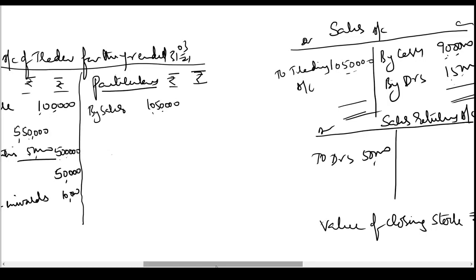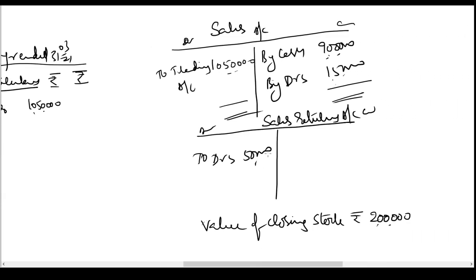I am left with one more account in my ledger, sales returns account. Again, it is a nominal account. It is an expense for us. We have got some goods returned by the customers. We have sold the goods. Customers do not like the goods. They are returning it to us. Now what should I do? I should actually transfer it to sales account, by sales account, and close it.